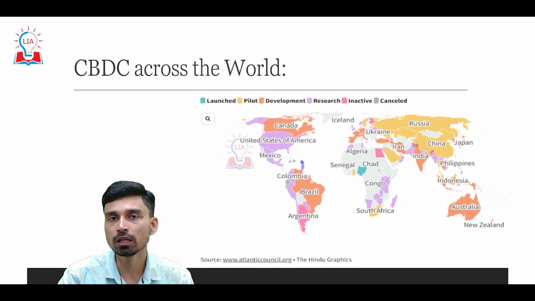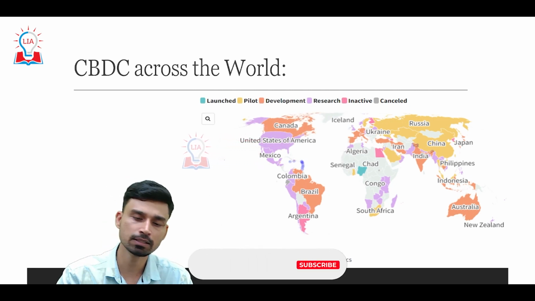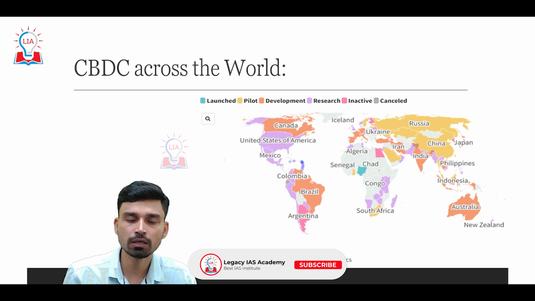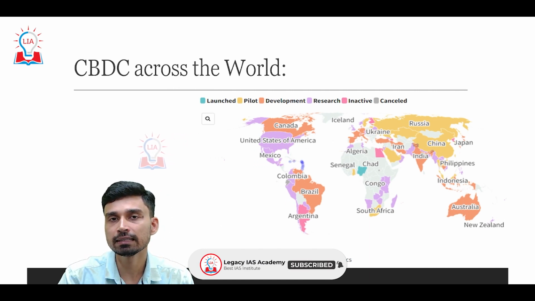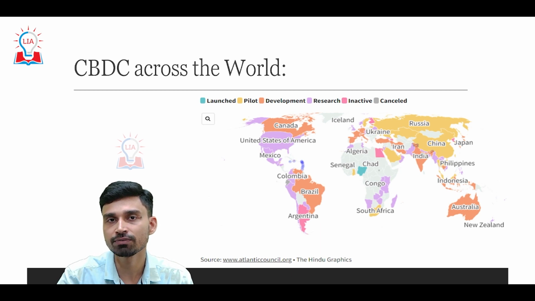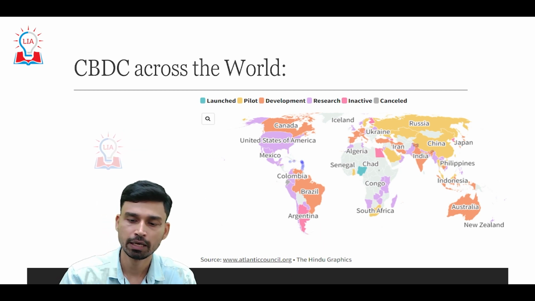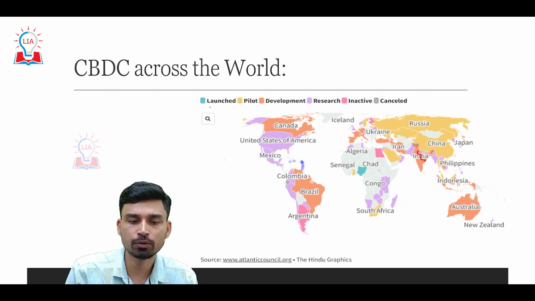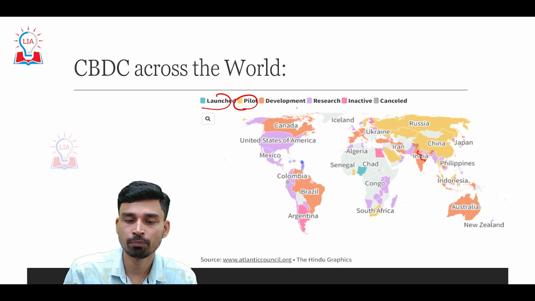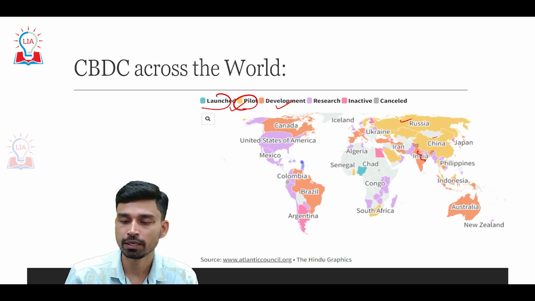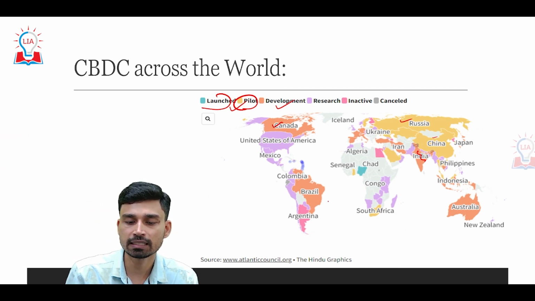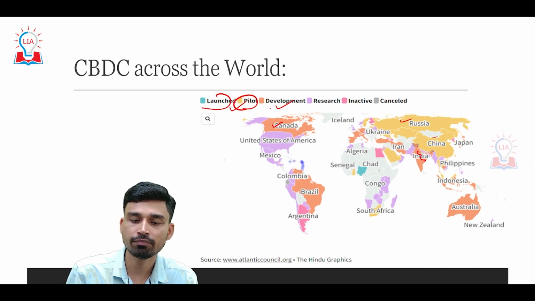Now, obviously, India is not the only country that has launched its pilot program as far as CBDC is concerned. All across the world, more than a hundred countries are currently in different stages of the rollout of CBDCs. For example, India has entered the launch or pilot phase after being in the development phase. Similarly, Russia and China have already launched pilot phases. Developed countries such as Canada, Australia, European countries, and some South American countries are in the development phase.